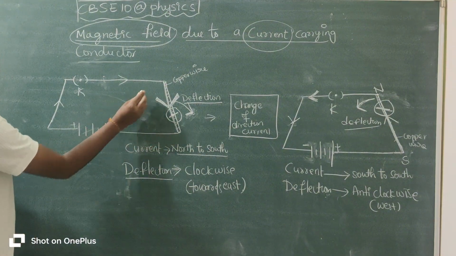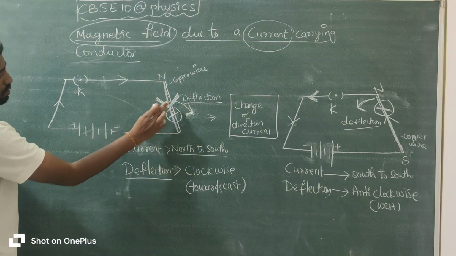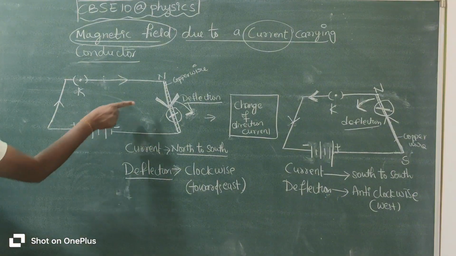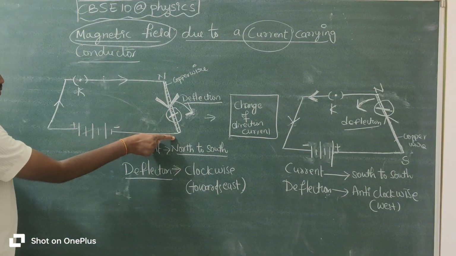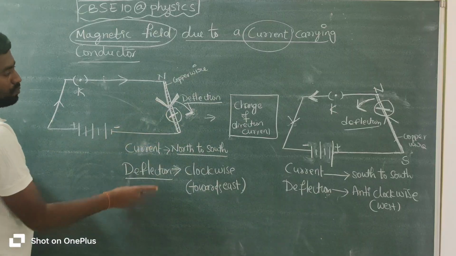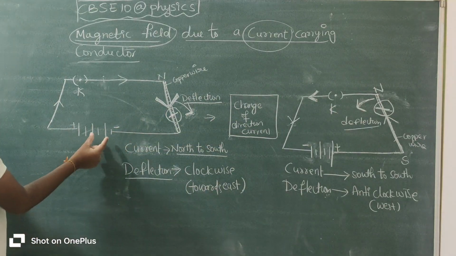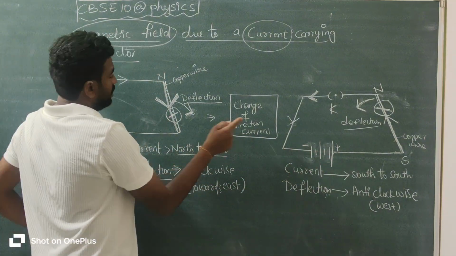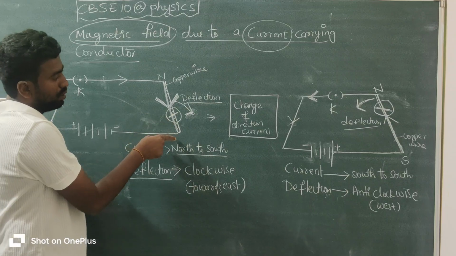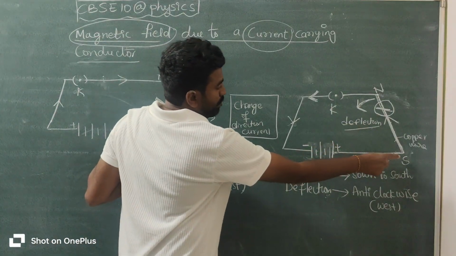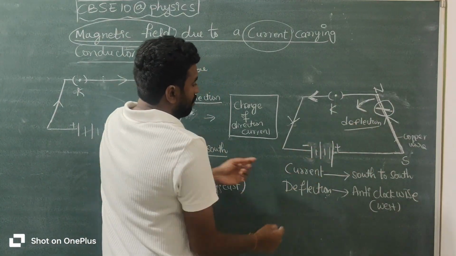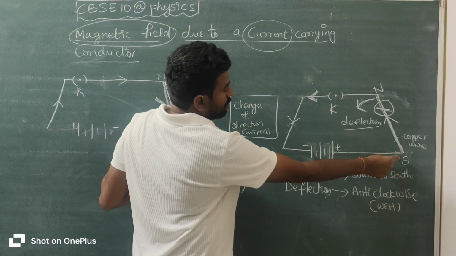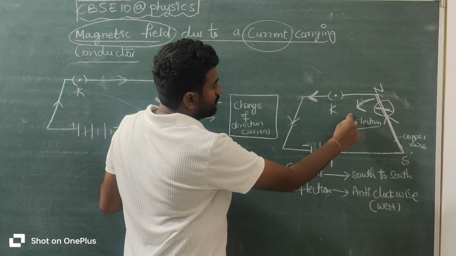When current is flowing from north to south, the deflection is towards east, clockwise. When you change the direction of current, you have to reverse the terminals, so minus and plus. In the first case, current is flowing from north to south. In the second case, the current is flowing from south to north because we changed the direction of current, and the deflection is west.